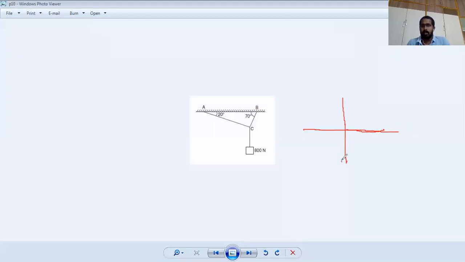Okay, so let us consider this is the weight, 800 newtons. Next, one chain. Here he has given B, so I will consider it as T2. Next, this is A, so I will consider it as T1.